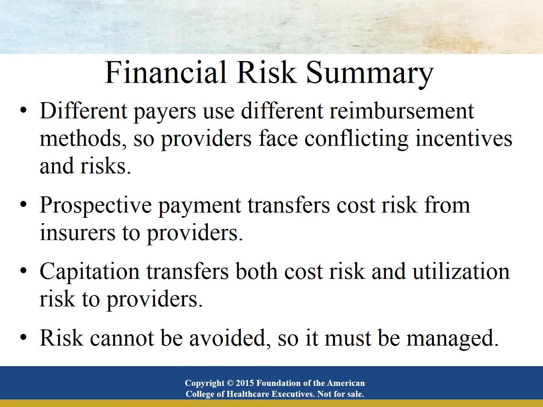Different payers use different reimbursement methods, so there's conflicting incentives all along. Prospective payment transfers the cost risk from insurers to providers. Capitation, on the other hand, transfers cost and utilization risk to the providers. Risk can't be avoided. It's there. You've got to manage it. You've got to manage it knowing your patient population.